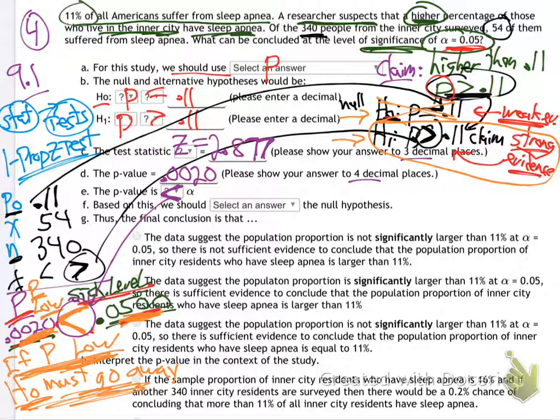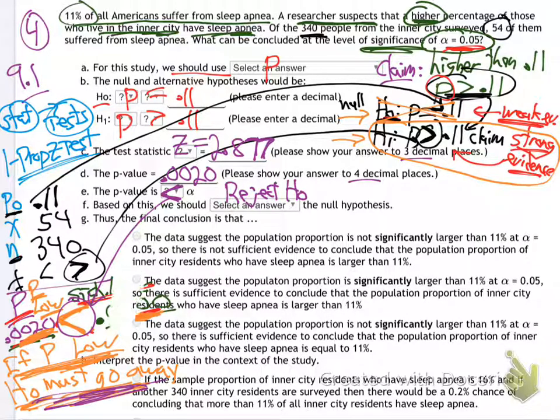And based on this, what should we do? The null must go away. How we say the null goes away is we say reject the null. That's how we say go away. We reject it. Reject the null. If the P is low, the null must go away. We reject the null.